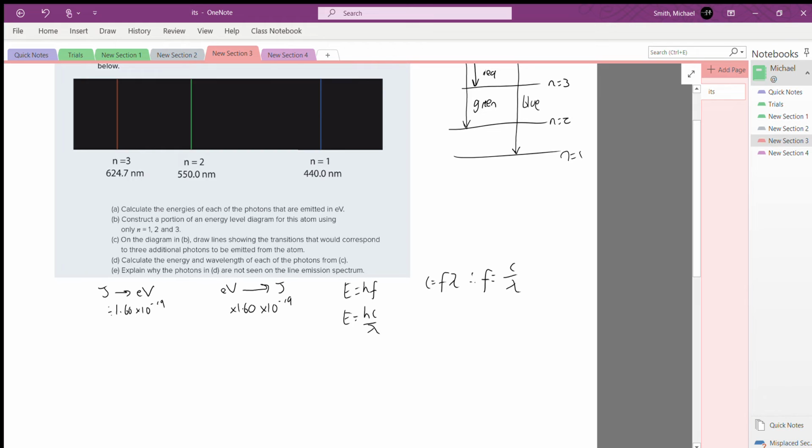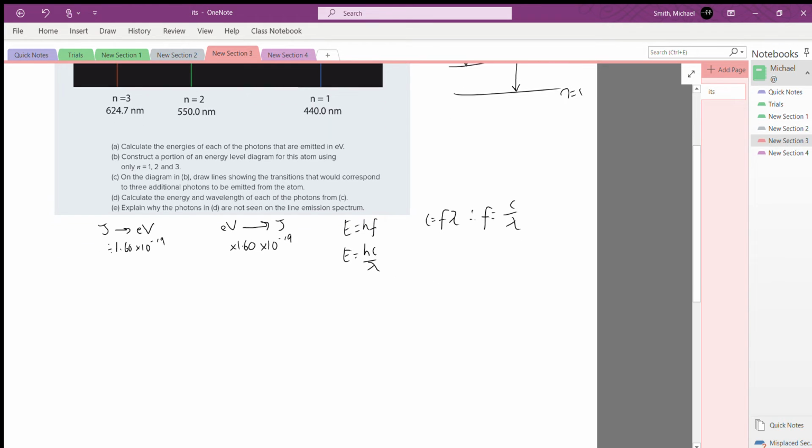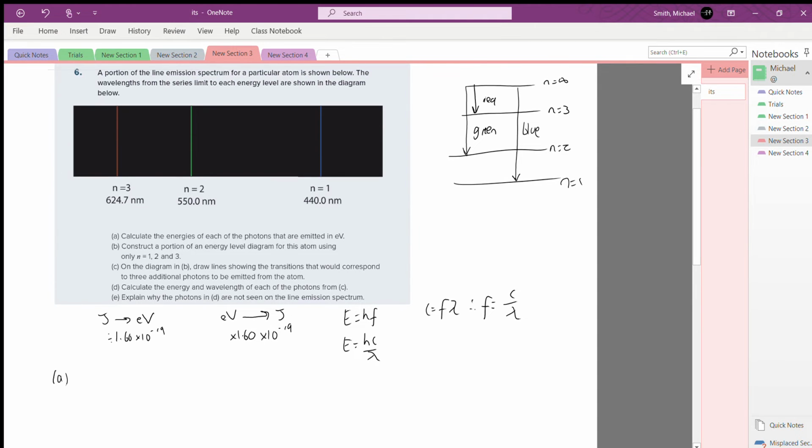So rather than doing this every single time, because there are a lot of them, I'm going to assume that you can do both of those conversions and that substitution. So with all that out of the way, let's begin the question. So first we need to calculate the energies of the photons that are emitted in electron volts.